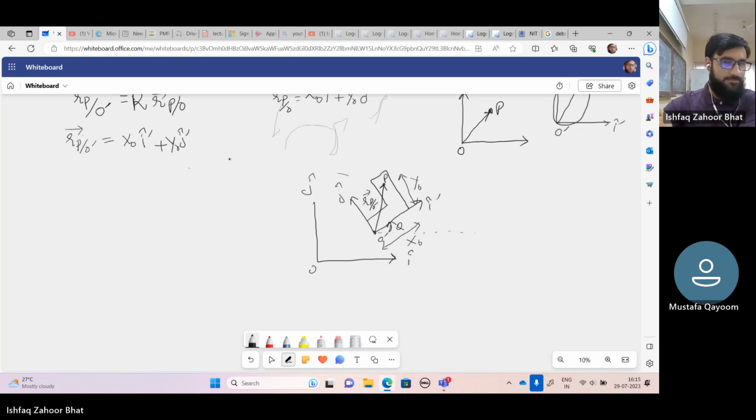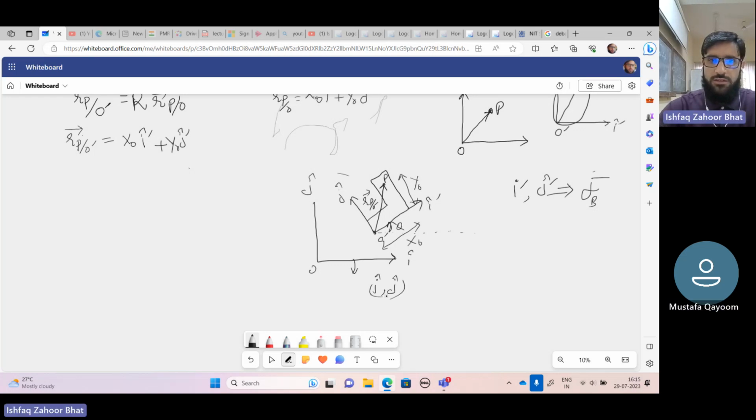Now the problem is, we have represented this RP with respect to O dash at any time, but still there is a problem. We are defining it in terms of this body frame. I dash and J dash define our new frame, which is the body frame. And this is our fixed frame, that is I and J. This defines our fixed inertial frame, isn't it? So we need to represent this vector in the inertial frame. For that, we have to represent this I dash and J dash in the inertial frame.